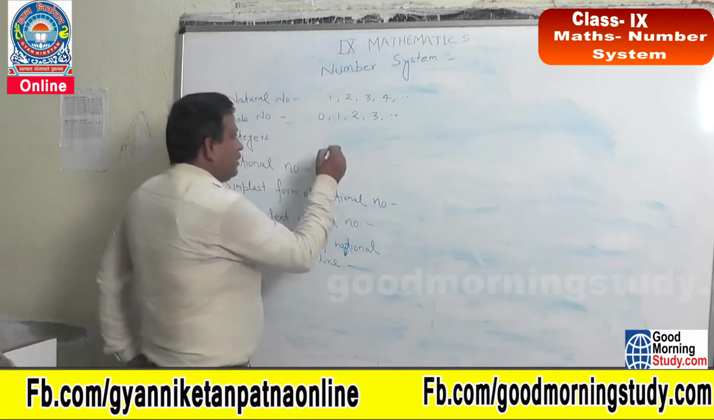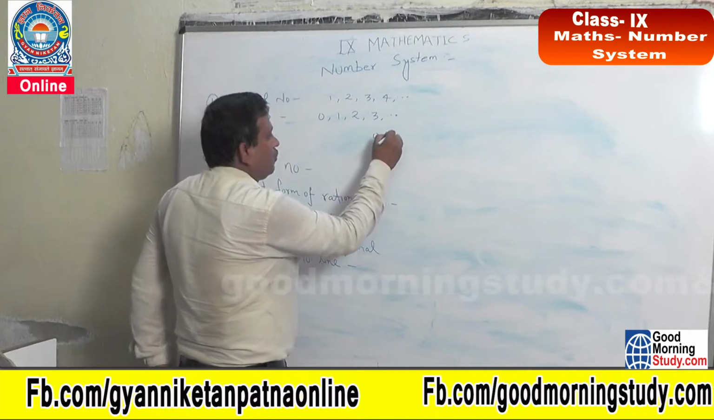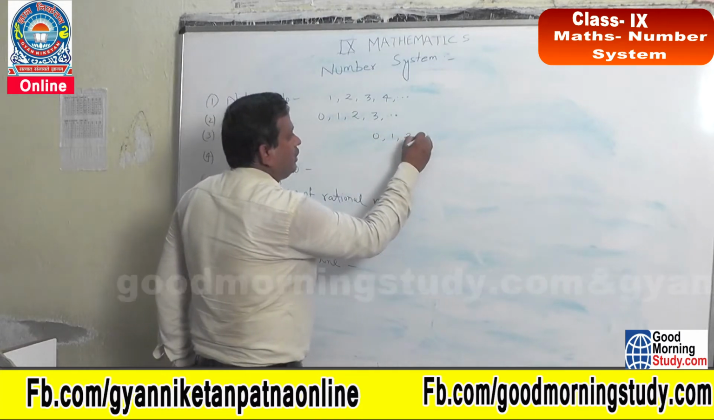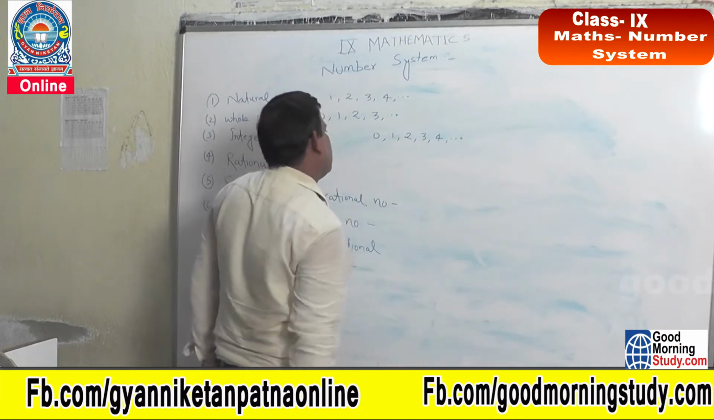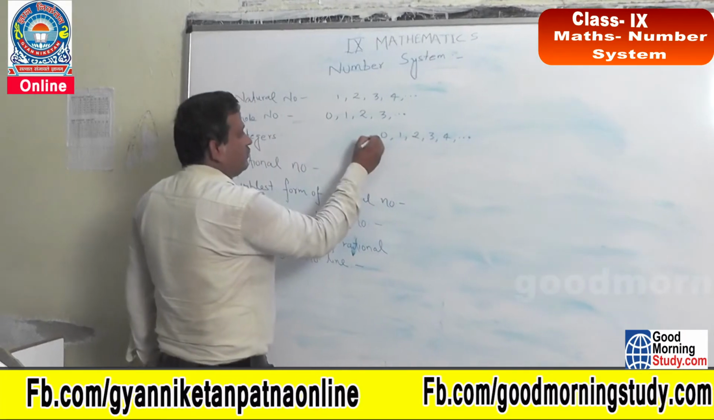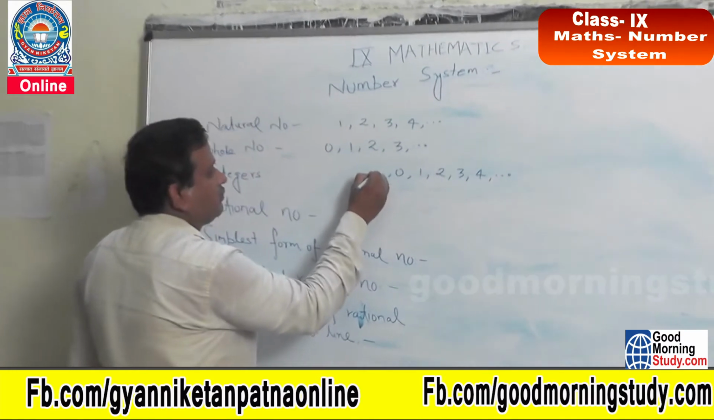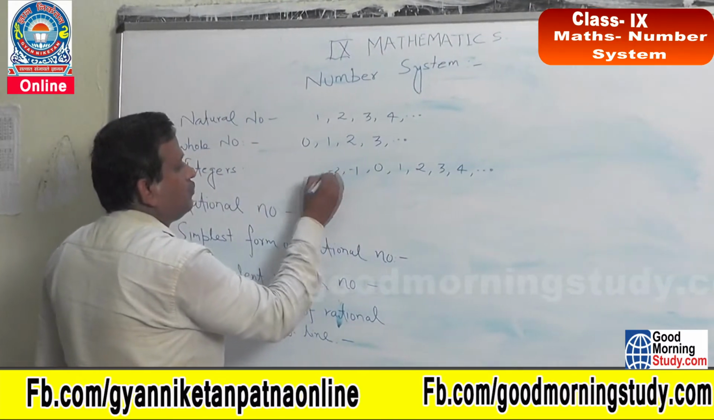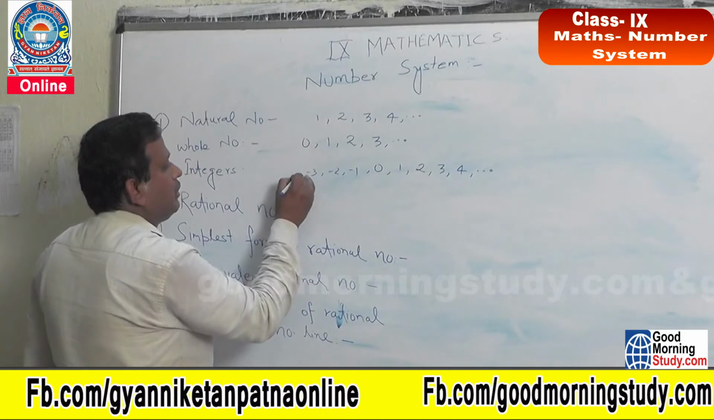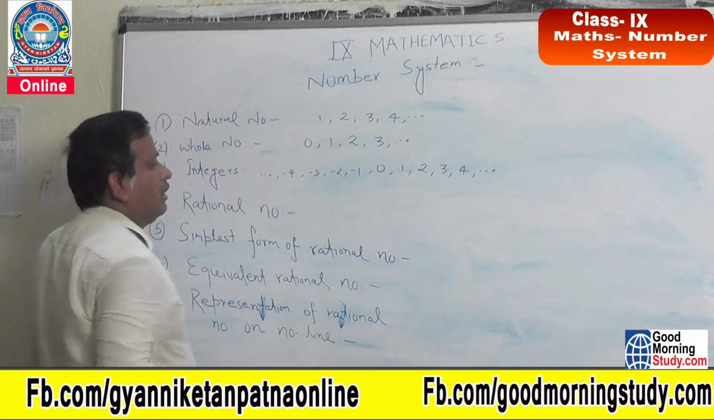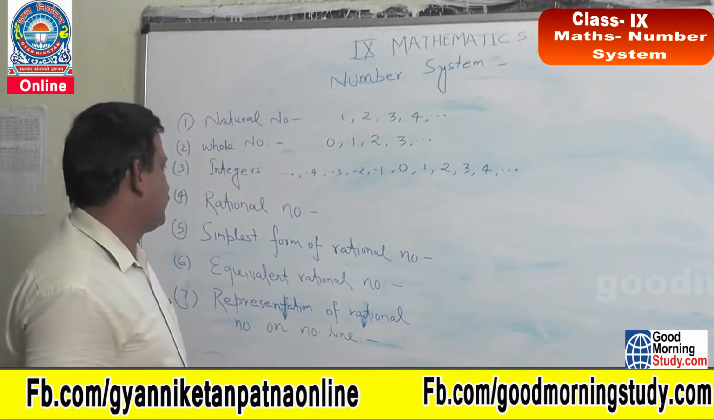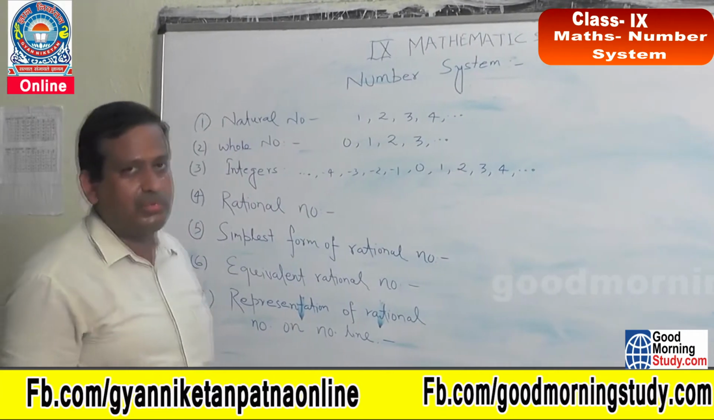So this will be 0, 1, 2, 3 and 4. These are the whole numbers. It will go on infinitely, and these are the negatives of natural numbers: -1, -2, -3, -4 and so on. So these are integers. And after that, rational numbers.